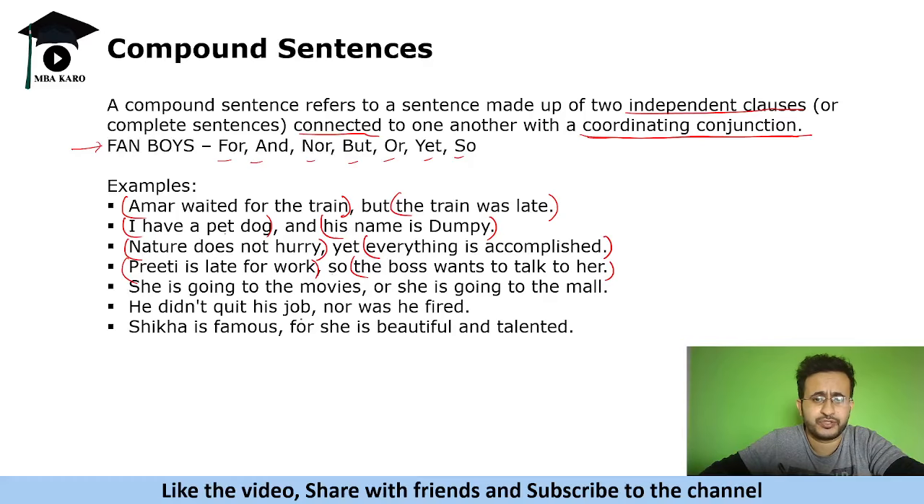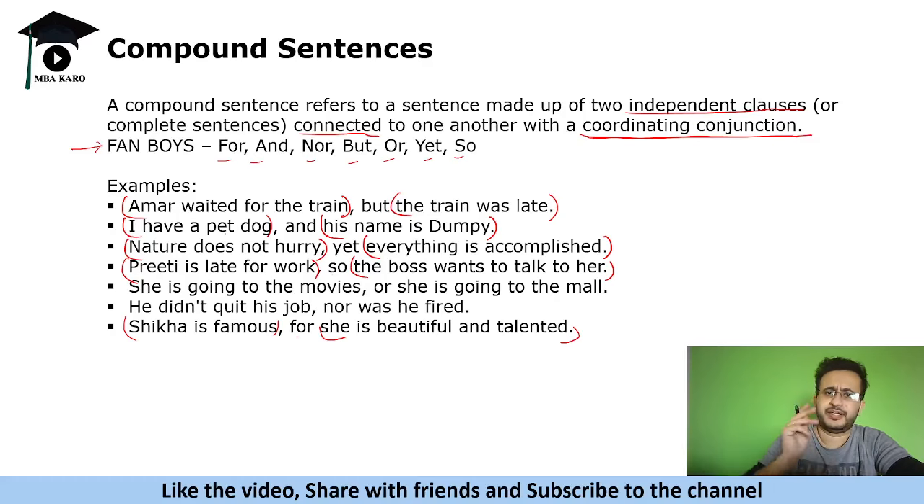Similarly, he didn't quit his job nor was he fired. मतलब अब लिखते समय nor के साथ he the pronoun comes later, verbs come first. So that's how we write. Otherwise this sentence is he was fired, and this sentence is he didn't quit his job. So nor se connect ho gaya. Shikha is famous for she is beautiful and talented. So one sentence is she is beautiful and talented, and the second sentence is Shikha is famous, connected by for.